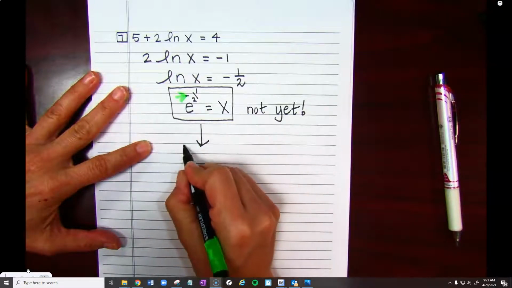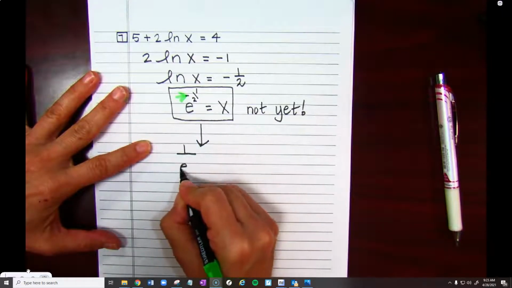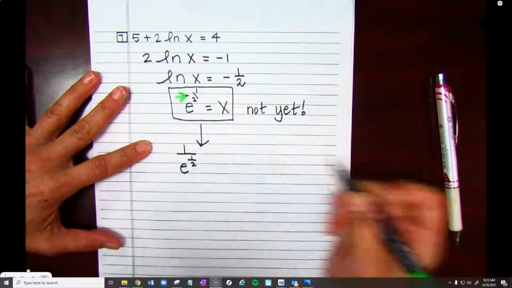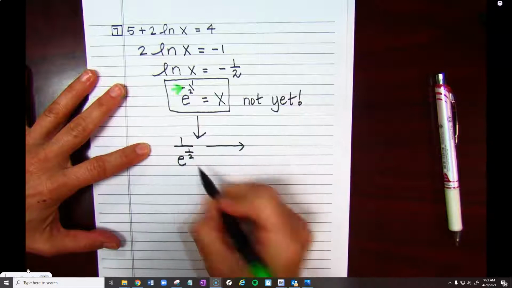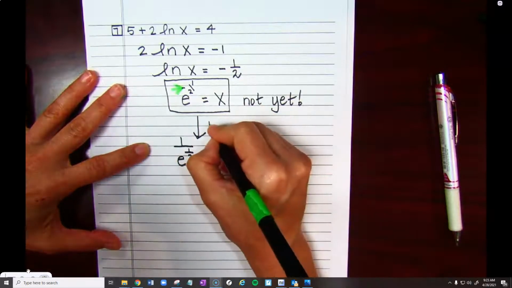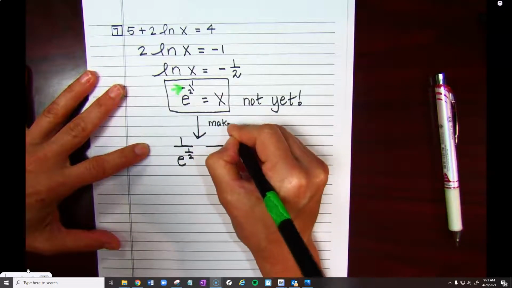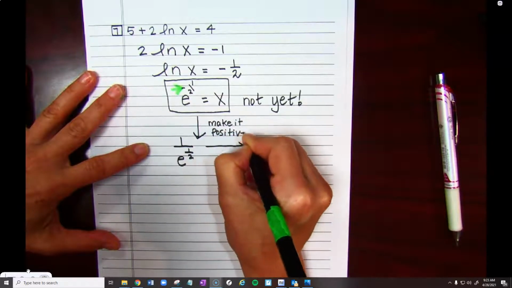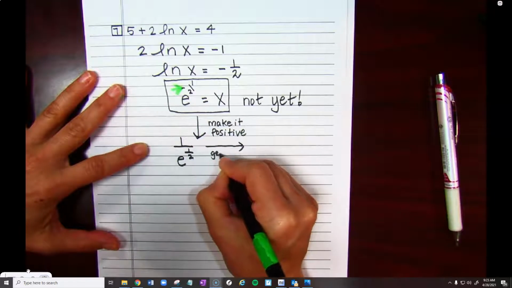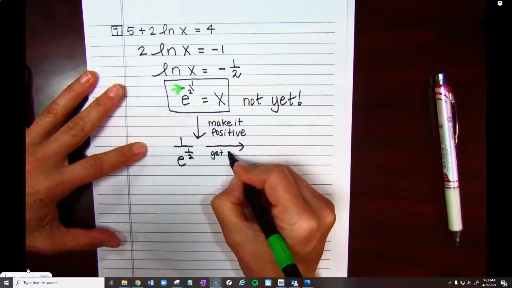So the first thing I need to do is make it positive. There we go. The next thing I need to do is get rid of that fraction. So remember, we have to make it positive. And now we have to get rid of the fraction exponent.